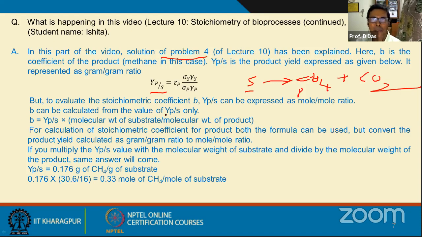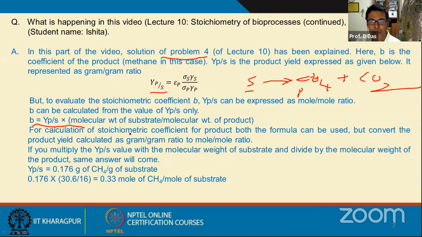So what we have written is that, to evaluate the stoichiometric coefficient B, Y P by S can be expressed as a mole-mole ratio. B can be calculated from the value of this Y P by S. Am I right? And then this is equal to P. The equation we have written is B equal to Y P by S, molecular weight of substrate by molecular weight of product. Because the product is at the denominator and the substrate is at the numerator, the molecular weight of the substrate goes to the numerator.